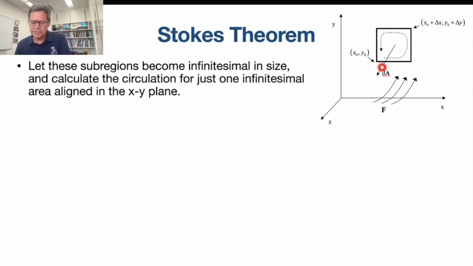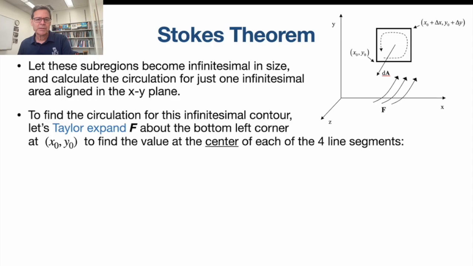I'm going to denote the bottom left corner of my subregion as x naught, y naught in this xyz plane. And we'll talk about the other corners in a minute. Okay, so to find the circulation for this infinitesimal contour, we're going to do a Taylor expansion of my vector field F, which could be, for example, a magnetic field, but also an electric field, about the bottom corner that I've referenced here, this x naught, y naught location, to find the value at the center of each of the 4 line segments. So there's 4 line segments, one in the bottom, the right, the top, and the left.